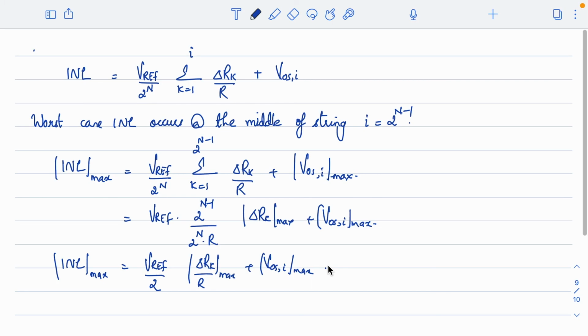Again, this is based on the assumption that maximum positive mismatch is happening in the lower half and maximum negative mismatch is happening in the upper half.